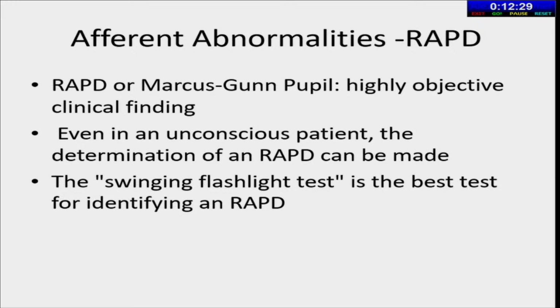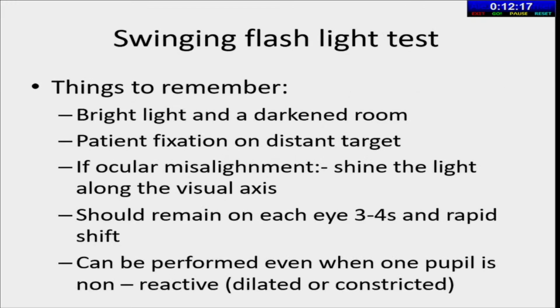We know that presence of an RAPD is a very, very significant finding in ophthalmology. So don't dilate your patients till you've actually looked at an RAPD. Don't do that. Don't make that mistake. You must look for the Marcus Gunn pupil as well as the pupillary reactions.